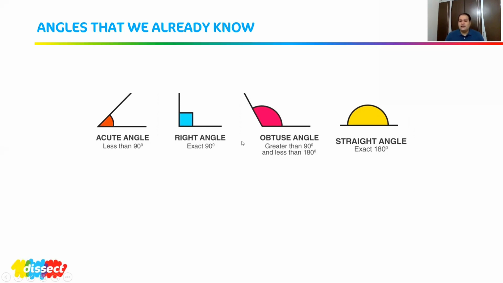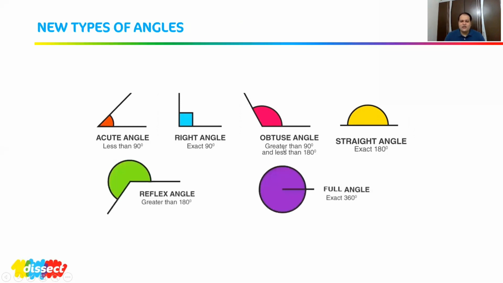Now, if we just extend the logic, then there could be an angle which is more than a straight angle, right? So there it is. It is called a reflex angle, where the angle is more than 180 degrees. And now if you extend it a bit more, you can come a full circle around, where the measure of the angle is a full 360 degrees.